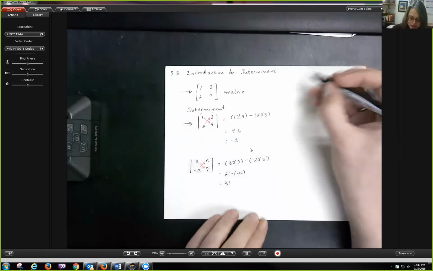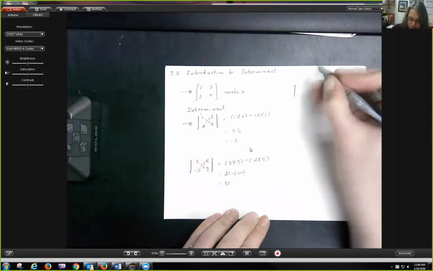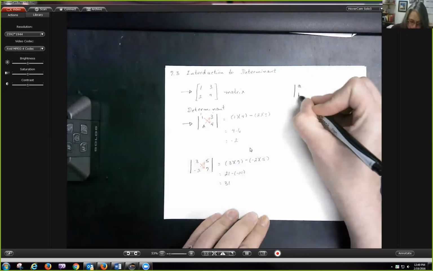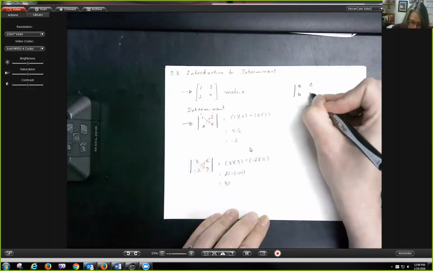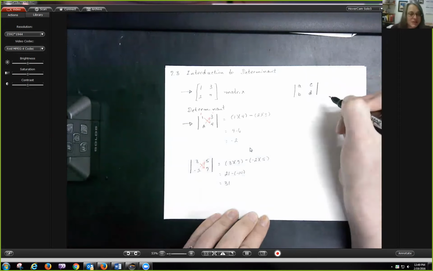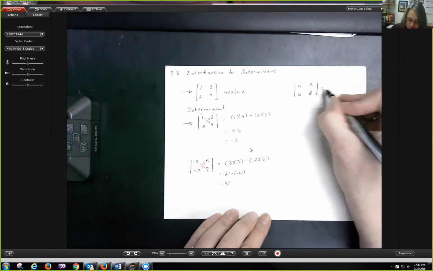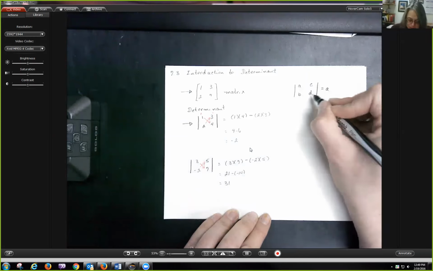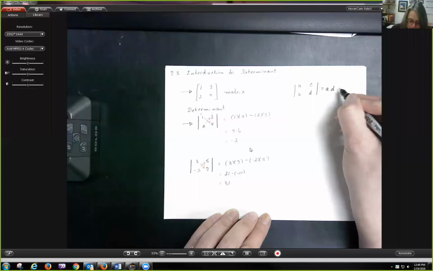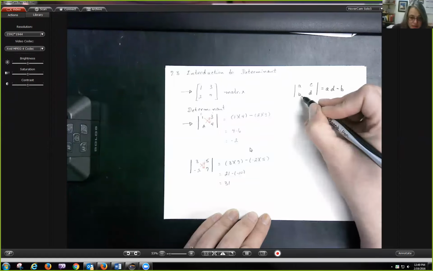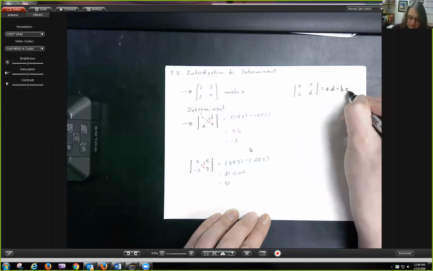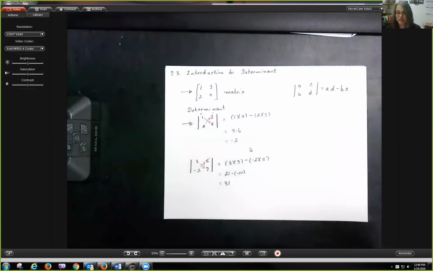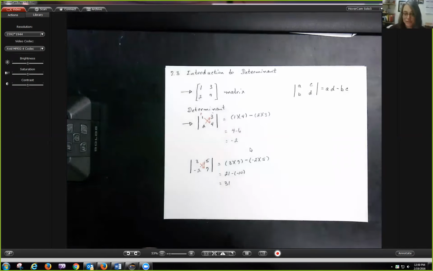So a 2 by 2 matrix is one that just has 2 rows and 2 columns. A, B, C, D. The determinant of a 2 by 2 matrix is just the number in the A spot multiplied by the number in the D spot minus the number in the B spot multiplied by the number in the C spot. That's what we've been doing.